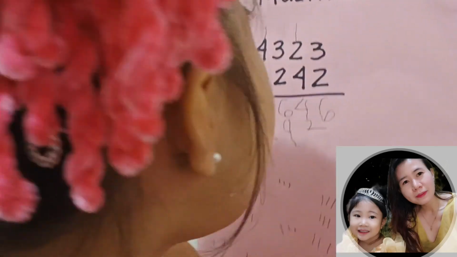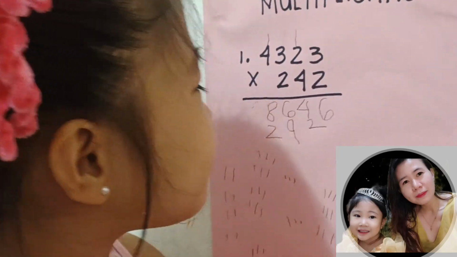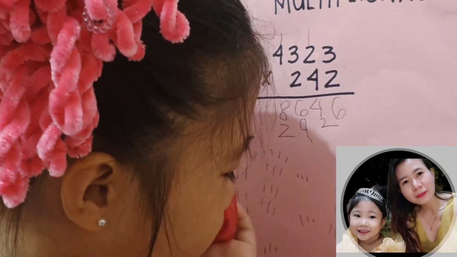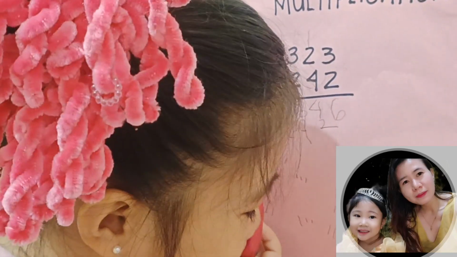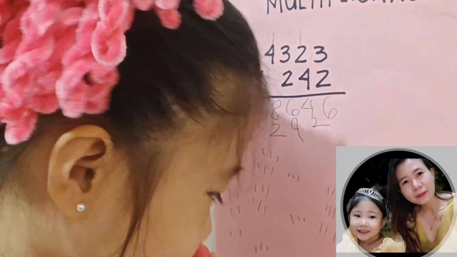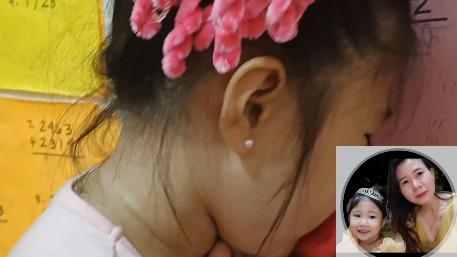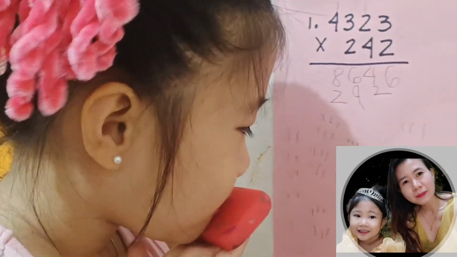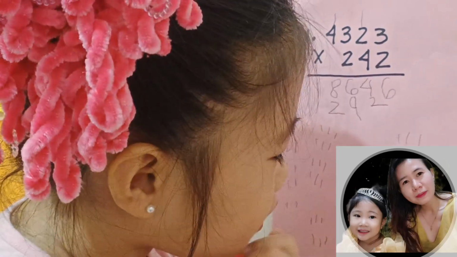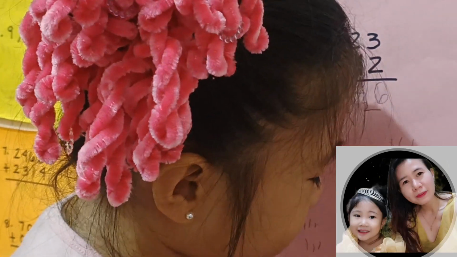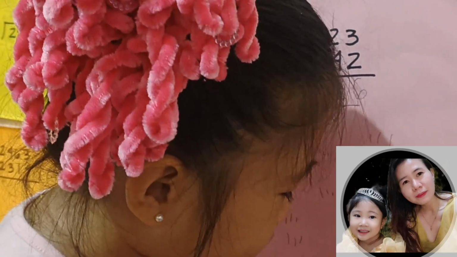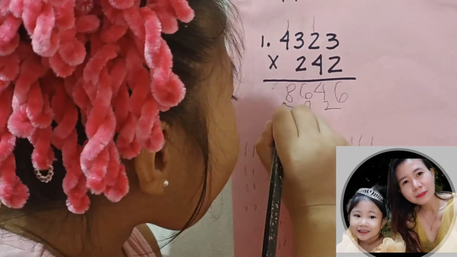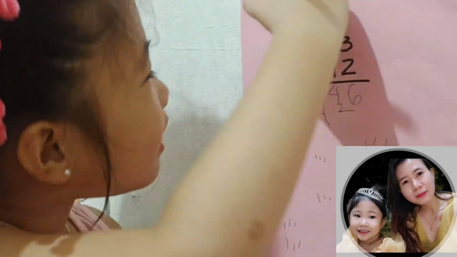This is 4 times 4. 1, 2, 3, 4, 1, 2, 3, 4, 1, 2, 3, 4, 1, 2, 3, 4. This is 1, 2, 3, 4, 5, 6, 7, 8, 9, 10, 11, 12, 13, 14, 15, 16, 17. This is no number.